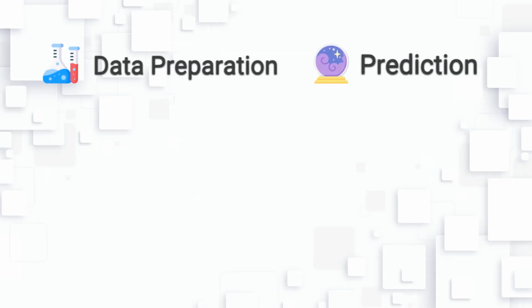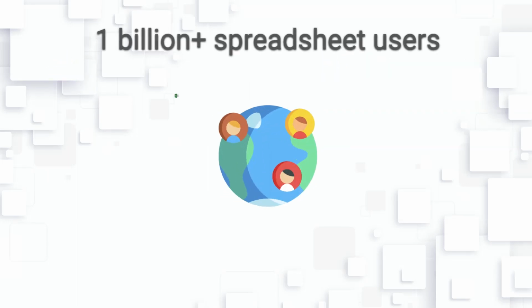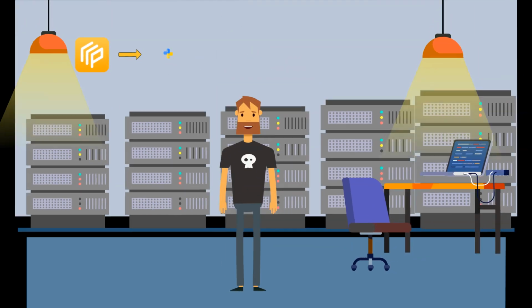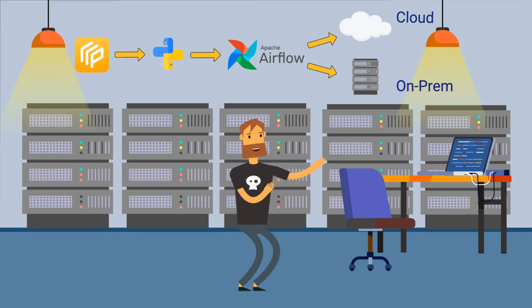Several Practicus AI features work directly inside spreadsheets, allowing you to bring more than 1 billion spreadsheet users into your data science projects. If needed, you can click to generate the pipeline and go to production with ease.